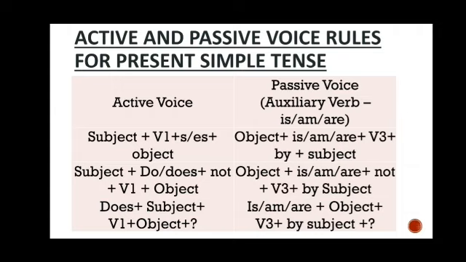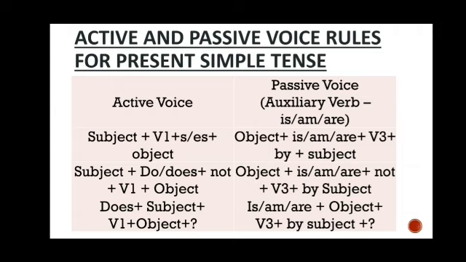Now see, at first, in simple present we are using subject, then first form of verb. In the first form of verb we are adding s or es, then object. And if we are adding not, how are you doing it? Subject plus do or does plus not, and then object is coming. And in interrogative, what are we doing? Does is coming at first, then subject, then verb first form, and then object is coming.